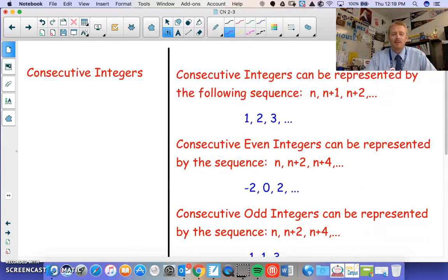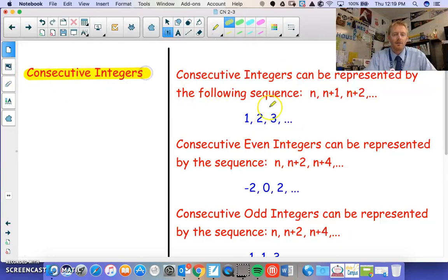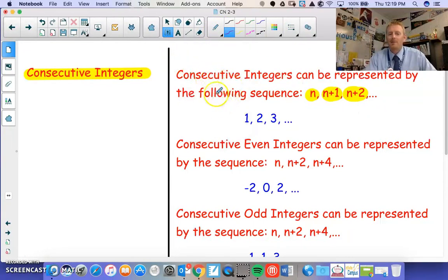All right, other ideas here. Consecutive integers. Now this is an idea that's a little bit more abstract. So you're probably going to want to write this stuff down for sure. Consecutive integers can be represented by the following sequence: n, n plus 1, n plus 2. The way to make sense of this, folks, is n could be any number. But if we're talking about consecutive, that means that if n was 1, the next consecutive number would be 2, and then 3. So if this was a 1, to get to the next one, we had to add 1 to it. To get to the third one, we had to add 2 to the original. So that's where this n, n plus 1, n plus 2 is coming from.